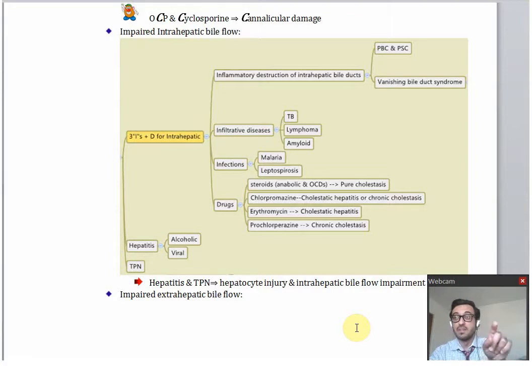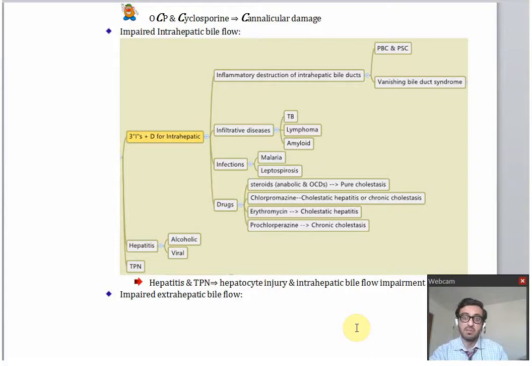So malaria can cause both conjugated and unconjugated hyperbilirubinemia. Malaria plus babesia causes unconjugated hyperbilirubinemia because they cause hemolysis. Malaria plus leptospira causes conjugated hyperbilirubinemia, and it means by impaired intrahepatic bile flow.